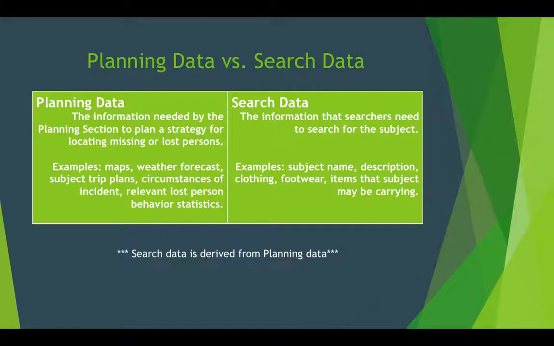As the information about the lost person develops, there's a distinction that can be made between planning data and search data. Without substantial information, the planners cannot justify any strategies, and without planning and search data, it's like asking searchers to go out and search for anyone, any person, without any information. So in this case, search data is derived from planning data, but both are important for the elemental beginnings of the search.